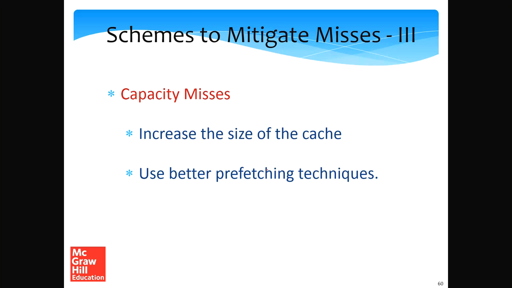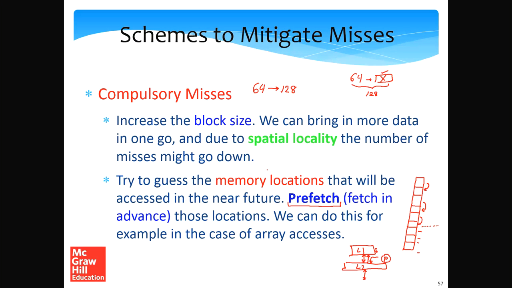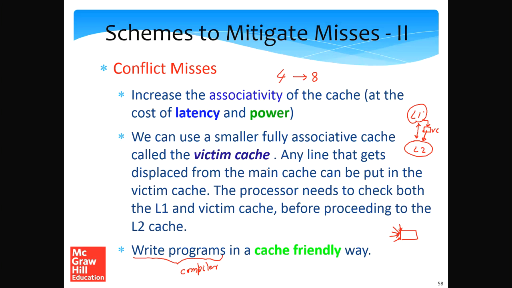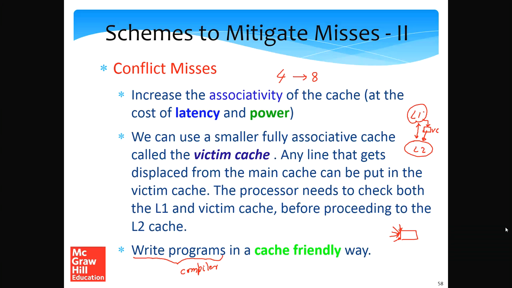Now let's discuss some other schemes to mitigate misses. Let's look at capacity misses. We have already discussed compulsory misses. So what was the scheme for mitigating compulsory misses? It was either increase the block size or prefetch. The scheme to mitigate conflict misses was to increase associativity. That is easier said than done, because a higher associativity means more latency, more time, and more power.